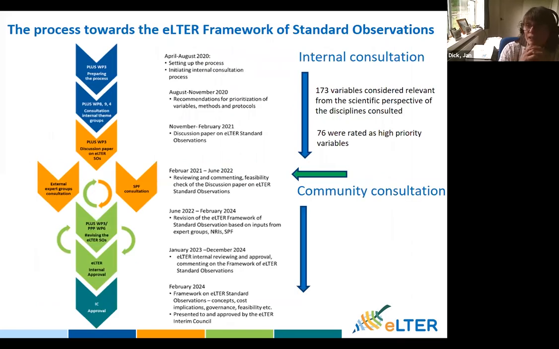And this is the process that they are following. So there has been an internal consultation within the community. What variables are we collecting already that we think are important? And there were 173 of those identified, and they were prioritized, and 24 in fact were high priority for the socio-ecological. And we are at this point at the moment where we are now going to go to the community to consult what would be the best.